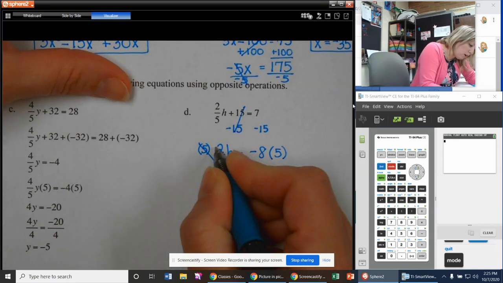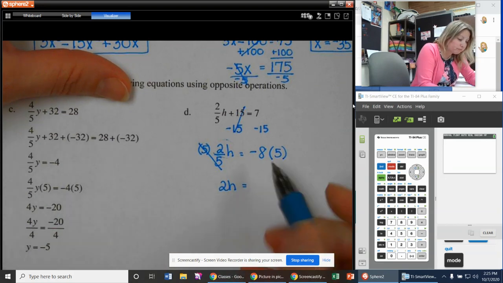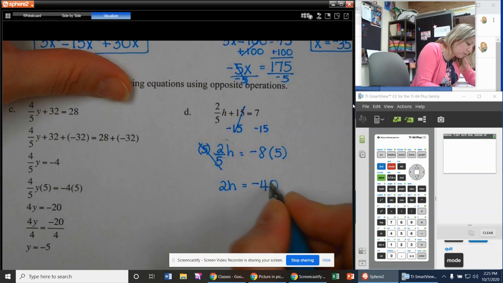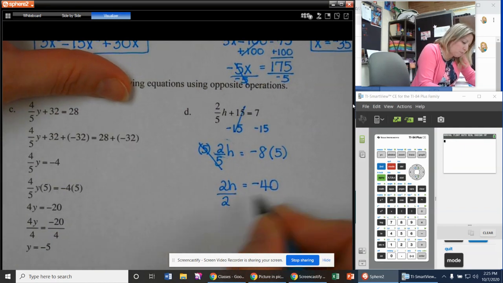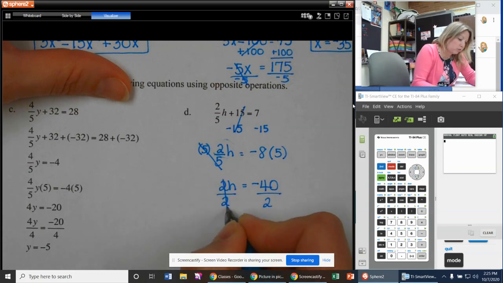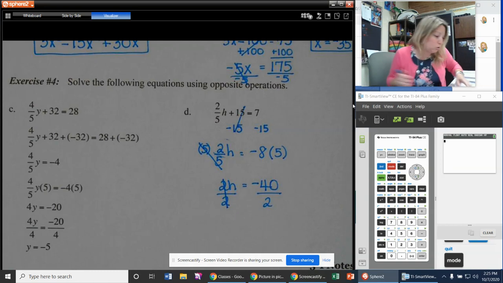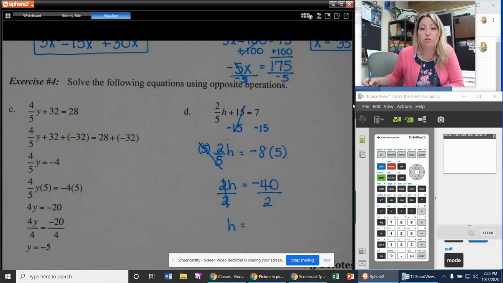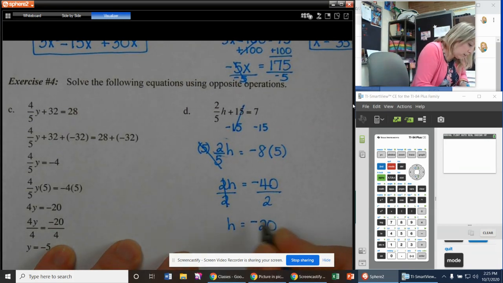Okay, so now this 2h is left, and I bring that down to the next line. Negative 8 times 5 is negative 40. Okay, now you've got 2 times h. So the opposite of multiplying by 2 is dividing by 2. And whatever I do to one side of the equal sign, I do to the other. So 2 over 2 cancels to a 1h, which is my goal, to get my variable alone. And now you've got negative 40 divided by 2, which is negative 20.